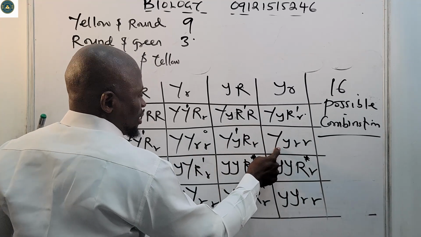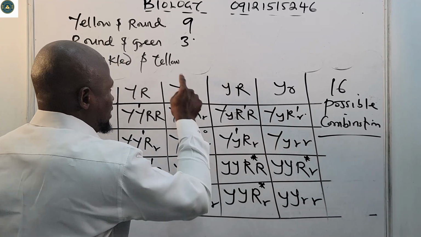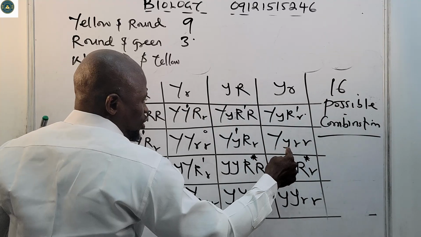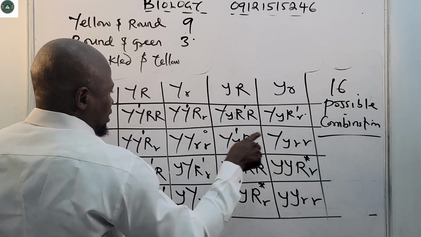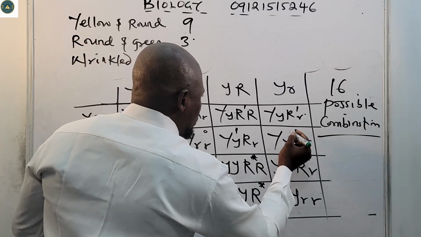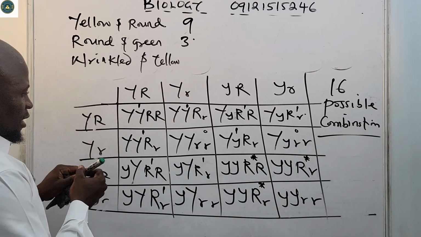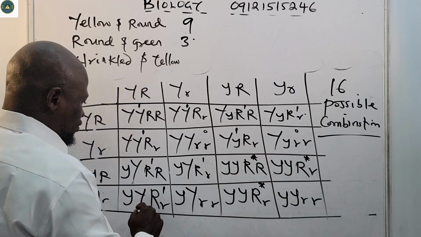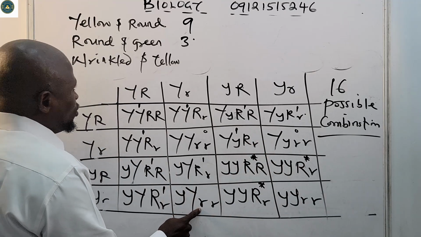Now this one, is this yellow? Yes, it's yellow because capital Y is dominant over this small y. This capital letter Y is dominant over this small letter y. But is it wrinkled? Yes, it is wrinkled. Okay, so we'll put that sign. Let's go. We have used this one, we have used this one, we have used this one. This one, yellow and wrinkled.